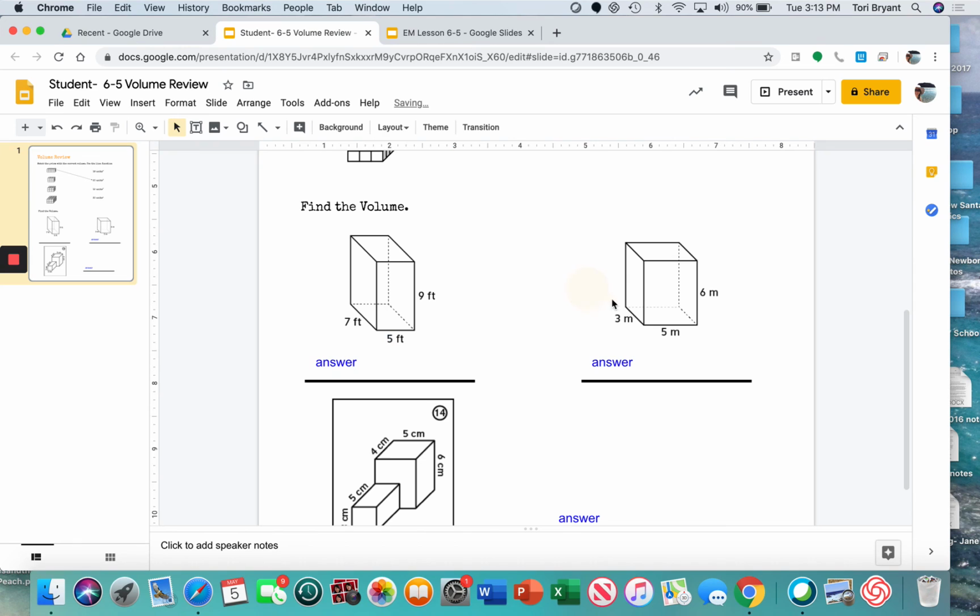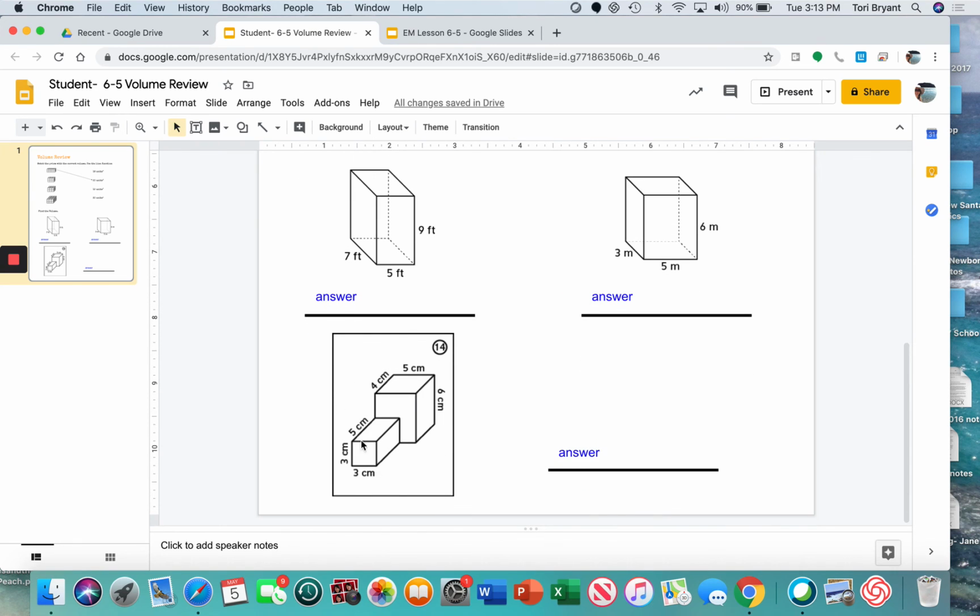All right? You're going to find the volume of this one. And then on the bottom, you are going to find the volume of this. Now remember, you're going to have to do this one first, then this one, and you're going to have to add those two together. That's going to be your classwork for today.